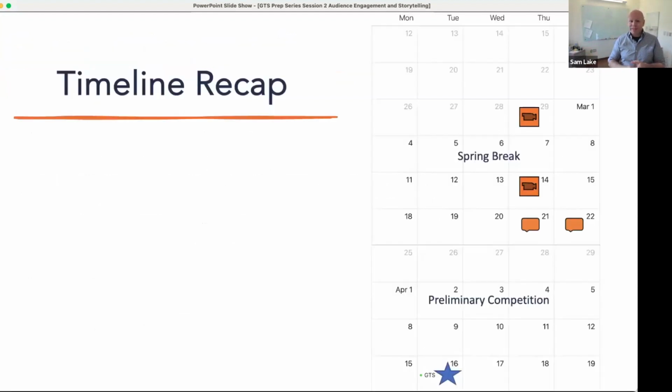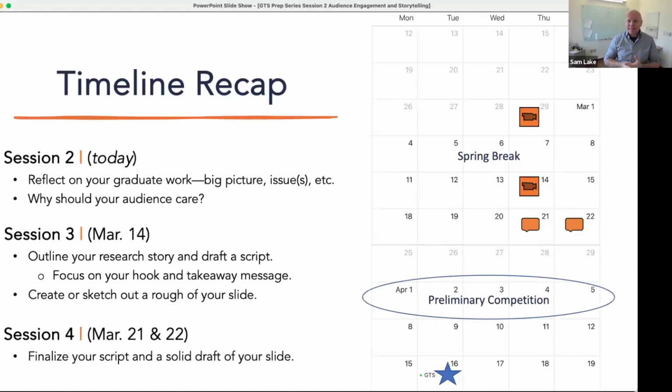So to dive in a little bit deeper with what we're going to do over this next series as we look forward to that preliminary competition, today's session, what we really want you to do at heart is reflect on your graduate work. What are the big picture aspects of your work that connect to people, members of the audience, maybe more broadly to society? Think about the issues that you're working on, the problems you're trying to solve, et cetera, and make that connection to why the audience that'll be sitting in the room, and specifically the judges as you're competing in the competition, should care and how your research directly connects to them.